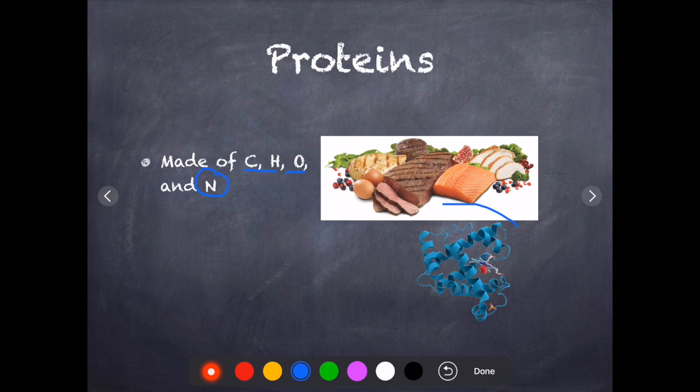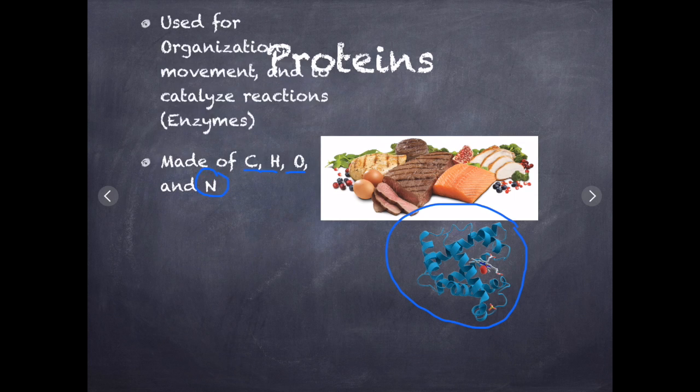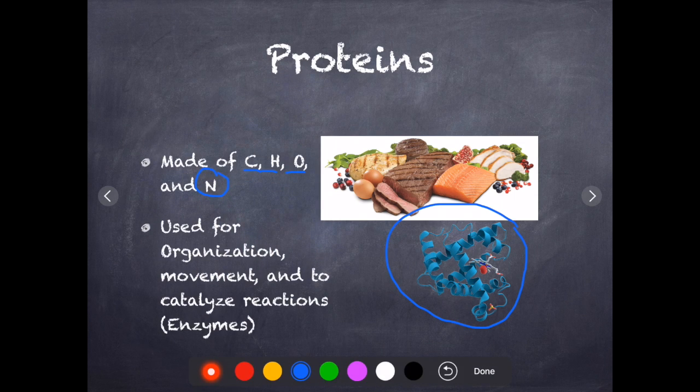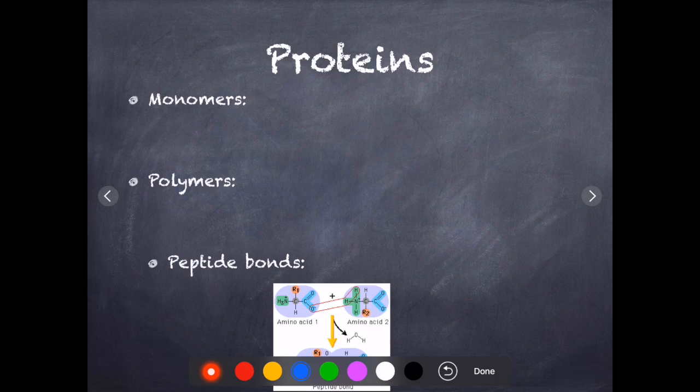Now, this is a picture of a protein right there. It kind of folds very differently, and depending how it folds depends on how your body sees it. Now, again, they're used for organization, they're used for movements, and proteins are actually what enzymes are made of, and those are used to catalyze reactions or speed up reactions inside your body. Now, our monomer of proteins is what's called an amino acid.